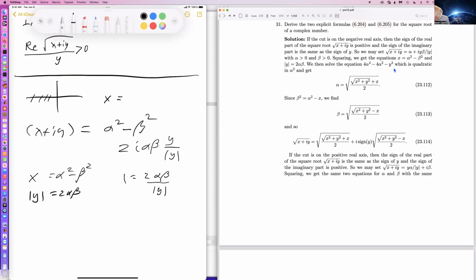So if we make this, what we have is we can say that, let me see, what are we solving for? I've actually gotten a little bit confused. I want an equation with just alpha and y in it. Well, I'm going to just set beta equal to absolute value of y over 2 alpha. And so then I have the equation x is alpha squared minus beta squared, which is alpha squared minus y squared over 4 alpha squared equals x.